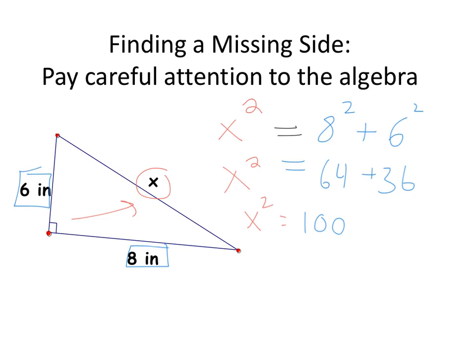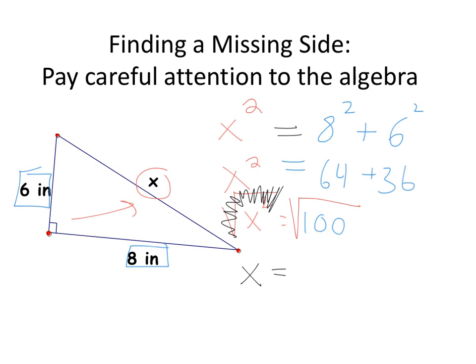Now, we have x squared equals 100. So keep in mind, this length is not equal to 100. The square of this length is 100. What's the opposite of squaring? It's square rooting. So now I'm going to apply the square root to both sides. And on the left-hand side, the square and the square root cancel each other out, so you just have x.